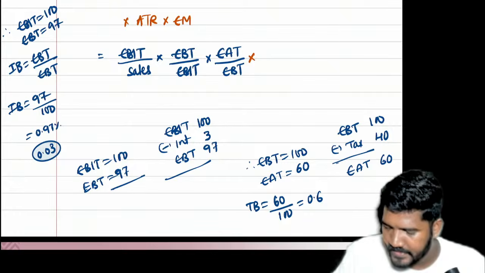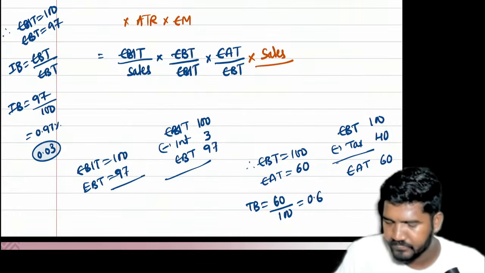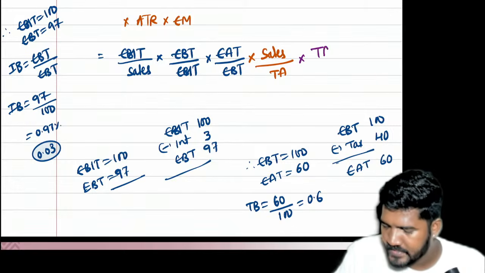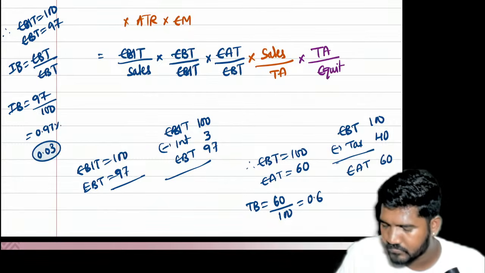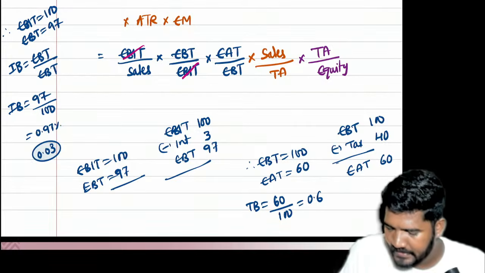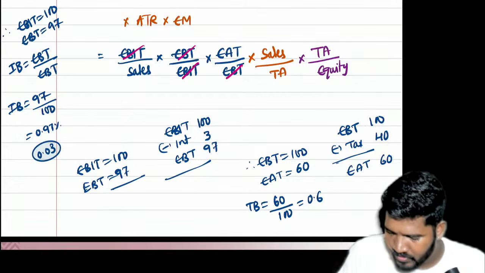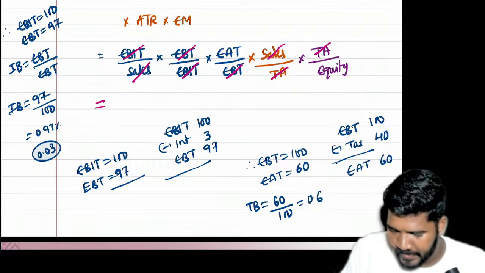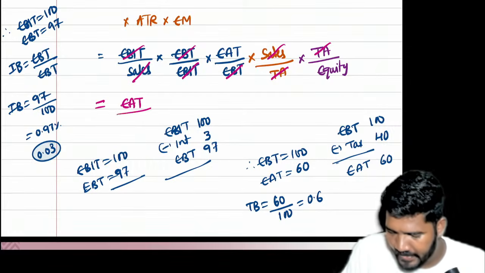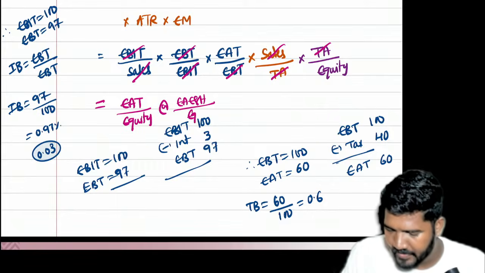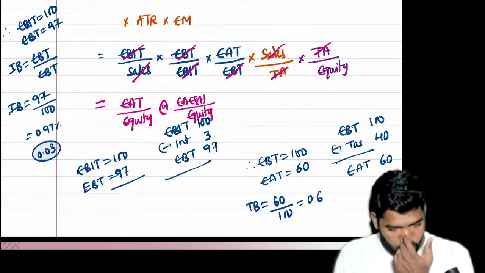Next, asset turnover ratio: sales divided by total assets. Equity multiplier: total assets divided by equity. Let us check here. EBIT gets cancelled, EBT gets cancelled, sales get cancelled, total assets get cancelled. The ultimate remaining value is EAT divided by equity. I already told you EAT is nothing but EAESH, and PAT is nothing but EAT divided by equity. Hope you guys are clear on the five component model also.